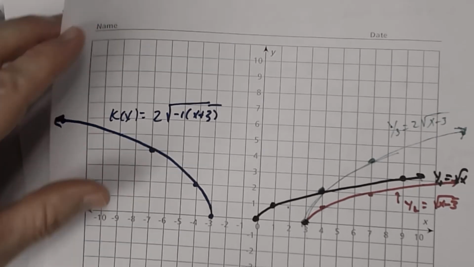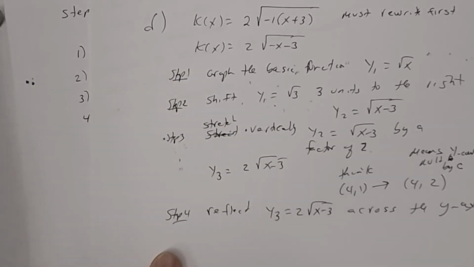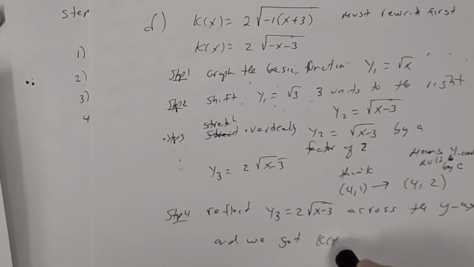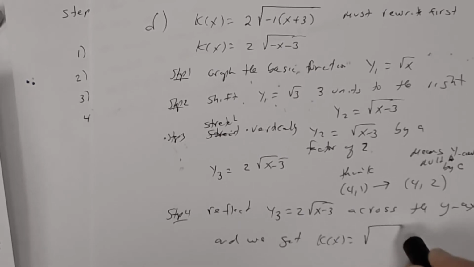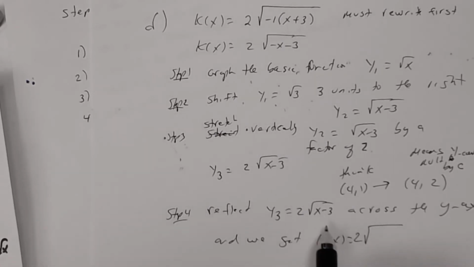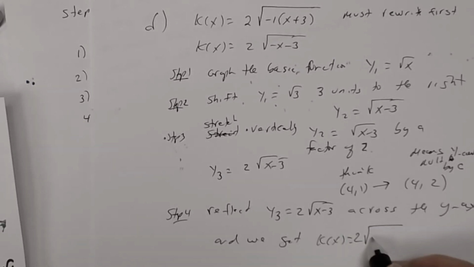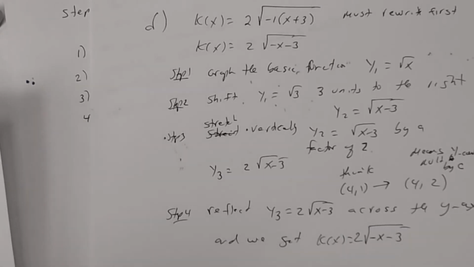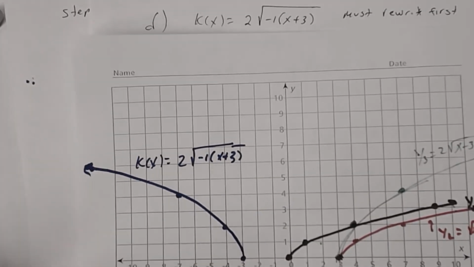All right, so let me make sure I did the description. So we reflect y3, which equals this, across the y-axis, and we get, make sure you say this, our function k of x, which equals 2 square root of, now remember when you reflect across the y-axis, the x becomes what? Negative. So negative x minus 3. Okay? All right. So that's the end of this part.